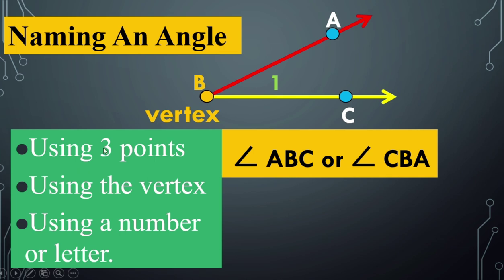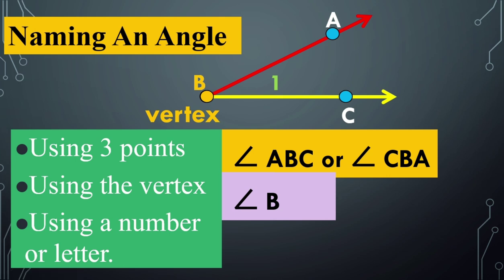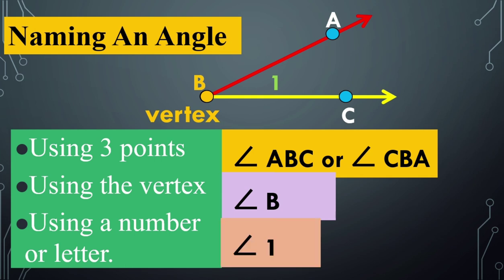Pag nag-name tayo ng angle, pwede mo siyang pangalanan using 3 points. Next, pwede mo rin daw siyang pangalanan using its vertex. So, tanungin ko muna kayo, what is the vertex? It's vertex B. Therefore, we can name it angle B. And the last one, we can name it using the number or the letter. Minsan kasi ang makikita mo dito sa loob ay letter. If it's a number, then use a number. If it's a letter, use a letter. Since we see a number inside the angle, we can name it angle 1.